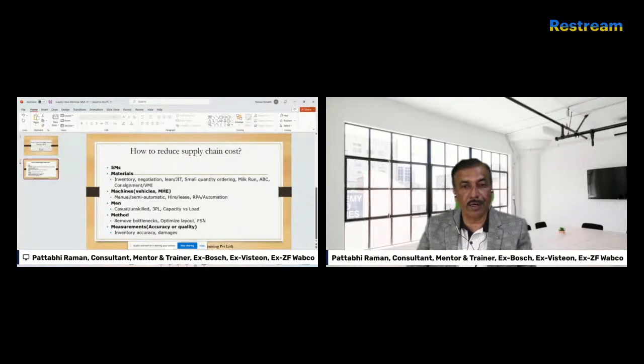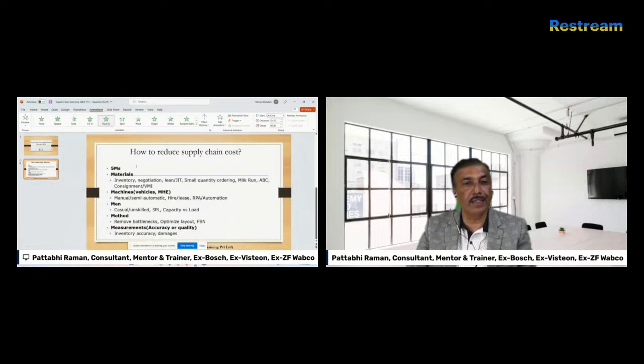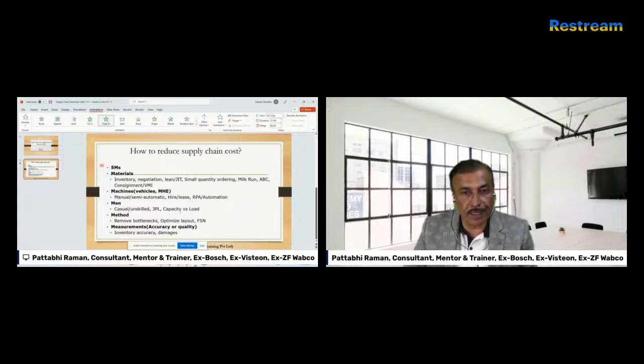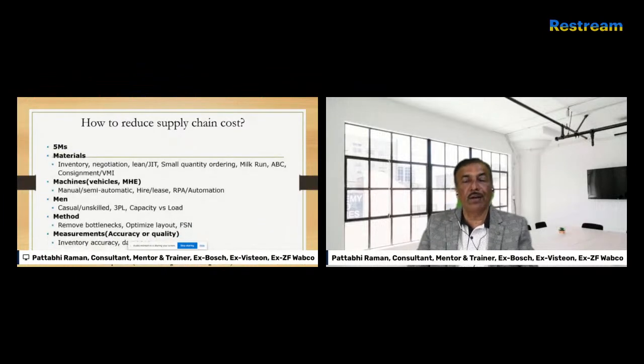So there are different ways in which we can handle this. We call this the 5 M's. Maybe those who are familiar with root cause analysis will use a similar 5 M. The first M is material. Of course, for a supply chain executive, inventory is one of the biggest problems. How you control the inventory is the biggest thing.